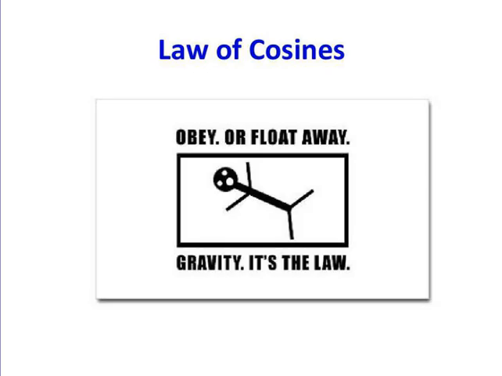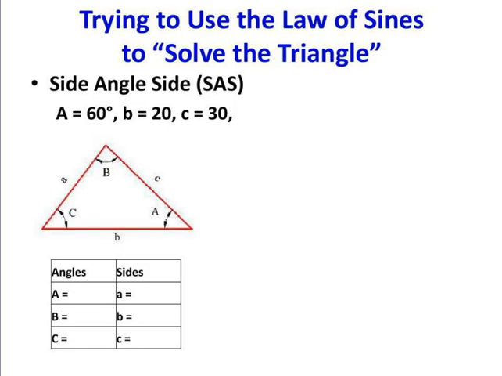Alright, this video is going to cover notes T.9.D, which is the law of cosines. So if we look at this example, we are given that angle A is 60 degrees, side B is 20, and side C is 30.